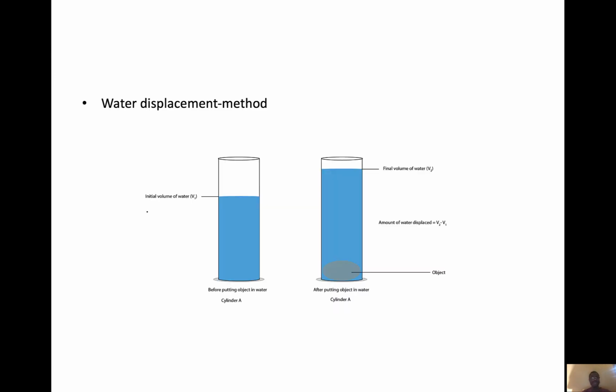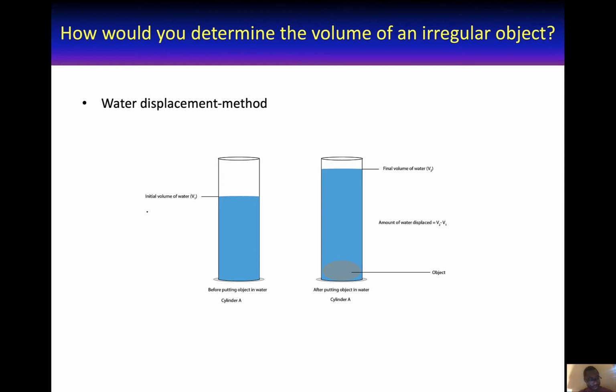Also, if I don't know the mathematical formula for my regular object, I can use what we call the water displacement method. So what is the water displacement method? Water displacement just means put a certain amount of water in a graduated cylinder and then drop your object in. Once you drop your object in, the water level is going to rise to a new level. Based on that, you'll be able to calculate the amount of water displaced, and that is equal to the volume of your object.